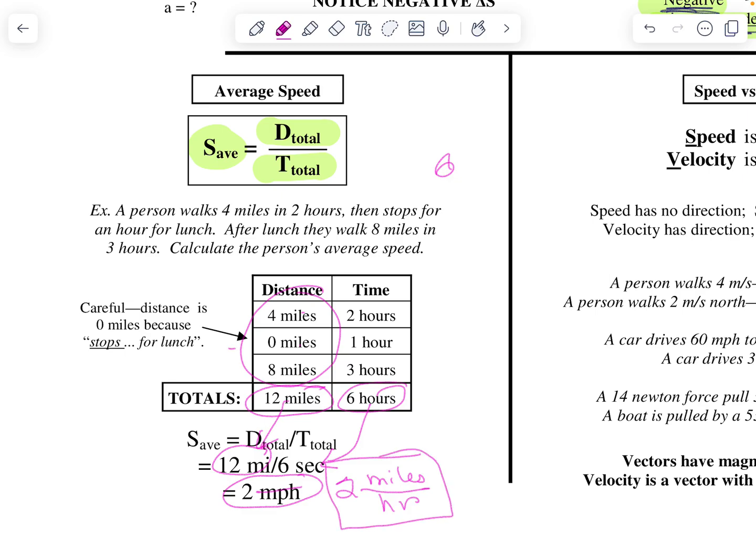So this is where they stop for lunch, but in the time it takes to get from point A to point B, we take our total distance divided by our total time.